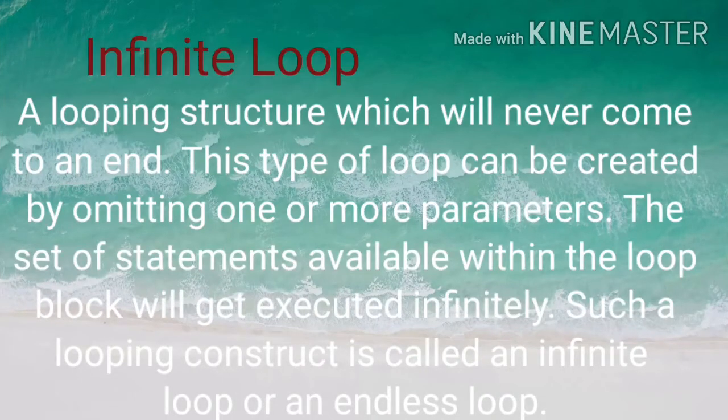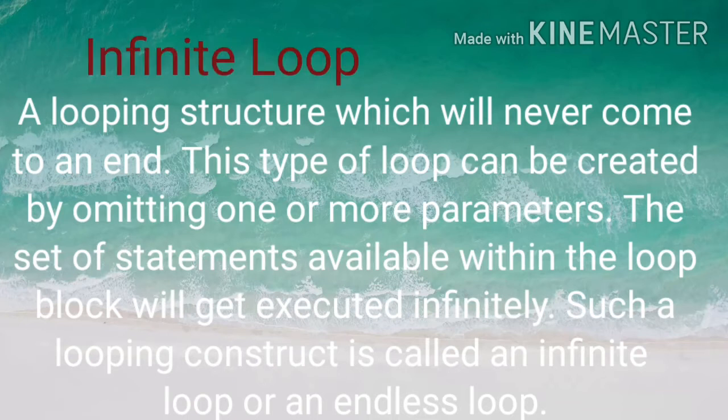Infinite loop: a loop structure which will never come to an end. This type of loop can be created by omitting one or more parameters. The set of statements available within the loop block will get executed infinitely. Such a loop structure is called an infinite loop or an endless loop.